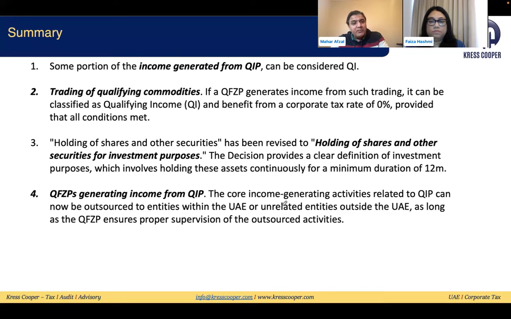So, if the qualifying free zone person is outsourcing CIGA of the qualifying intellectual property, it can be outsourced within the UAE, out of the UAE, but not to a related party.